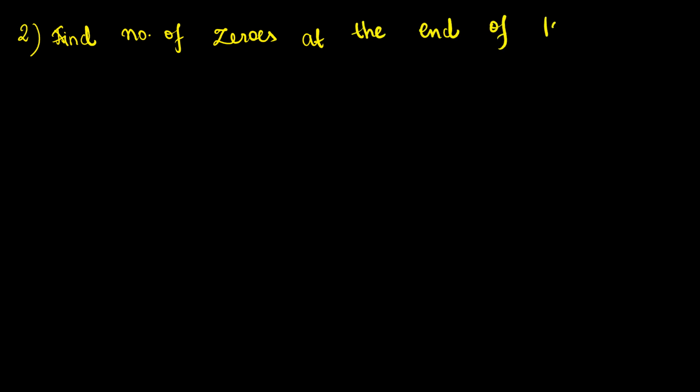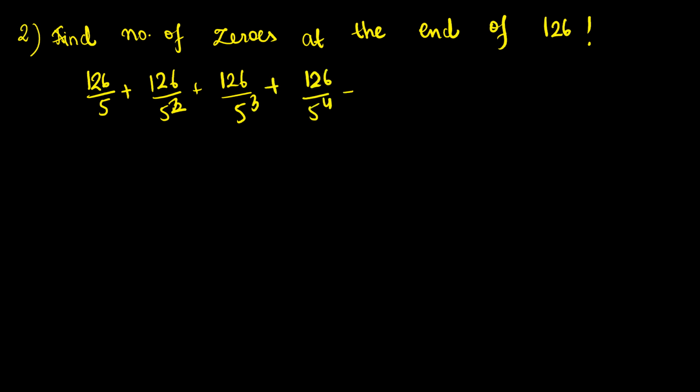Now we'll see another problem. Find the number of zeros at the end of 126 factorial. Again we'll use the formula: 126 by 5 plus 126 by 5 square, next 5 cube, then 126 by 5 raised to 4 plus etc.